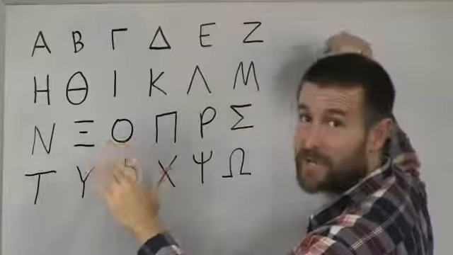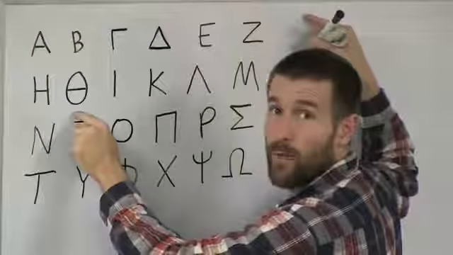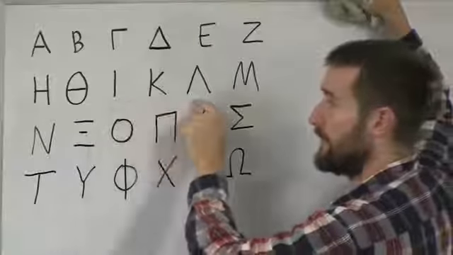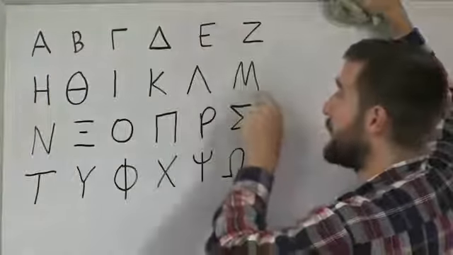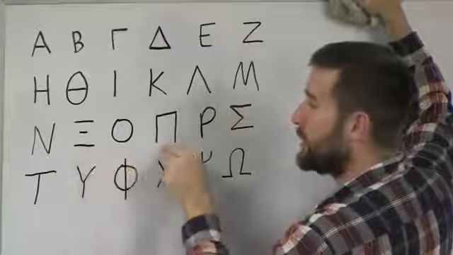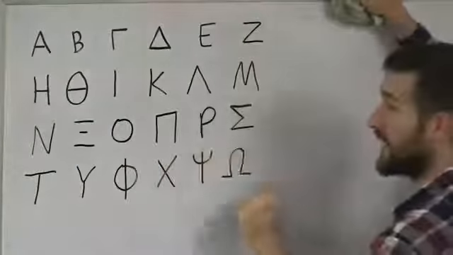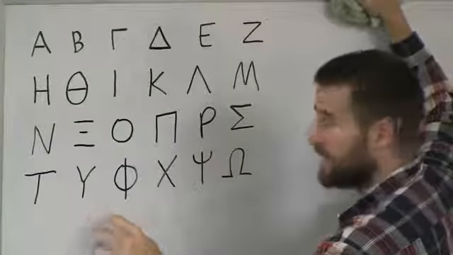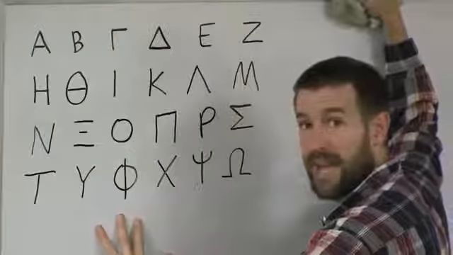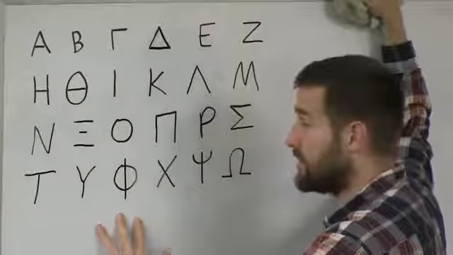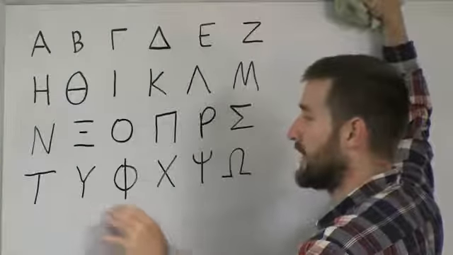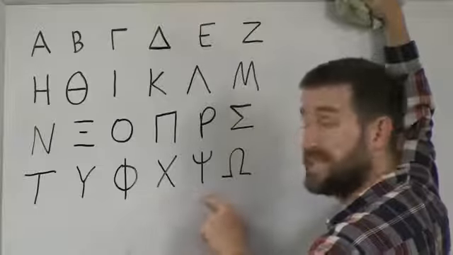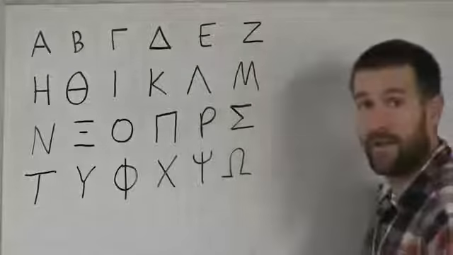Then the next three I group together, zeta, eta, theta, because they rhyme. Then the next three, iota, kappa, lambda. And then I have another little rhyme that goes mi, ni, xi, omicron, pi. Then we have the next four that I group together, rho, sigma, tau, upsilon. And then these three that are unfamiliar letters to us in English, phi, chi, and psi. And then, of course, the final letter is omega.